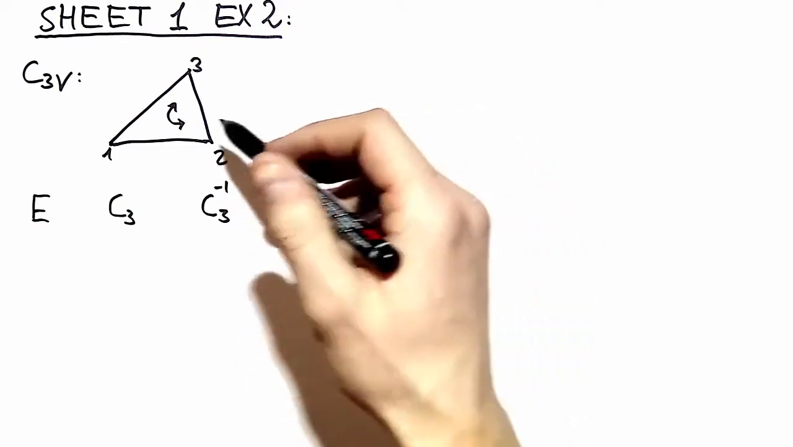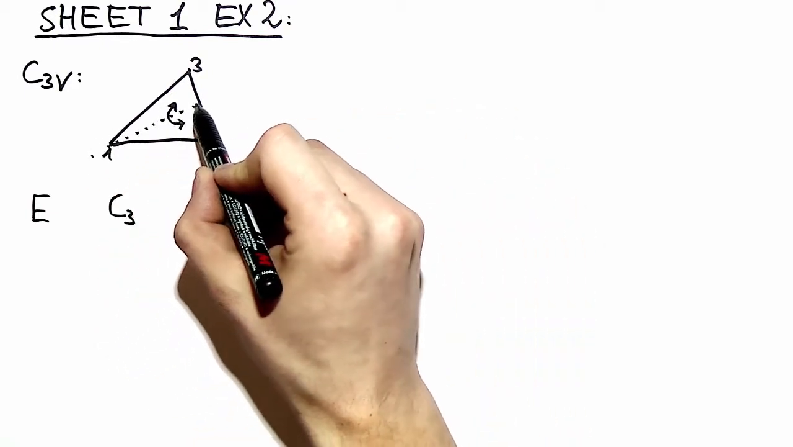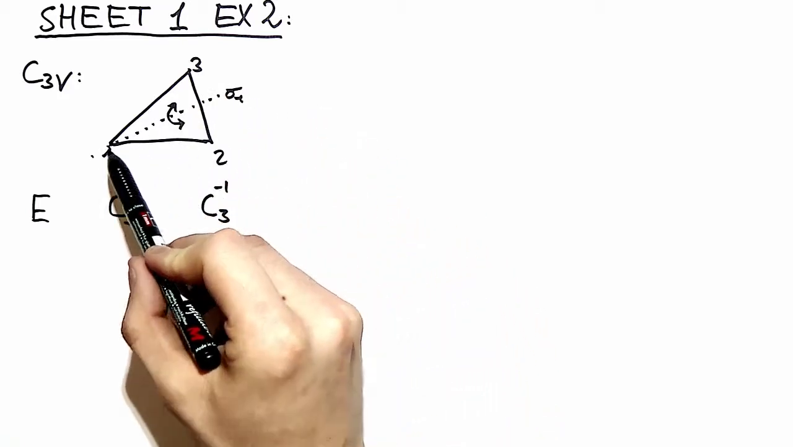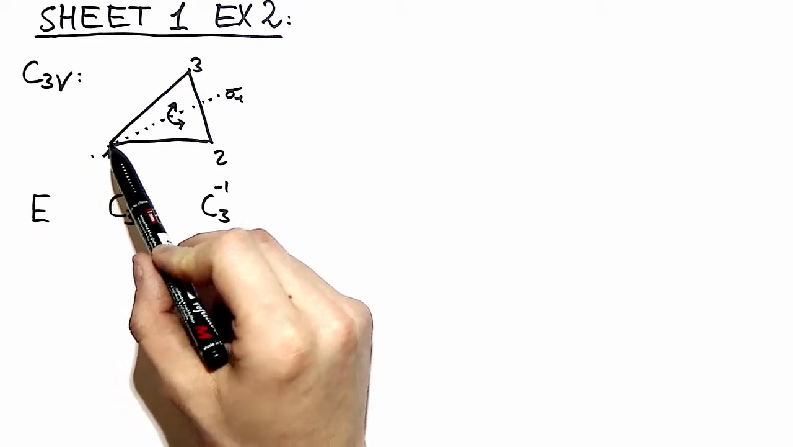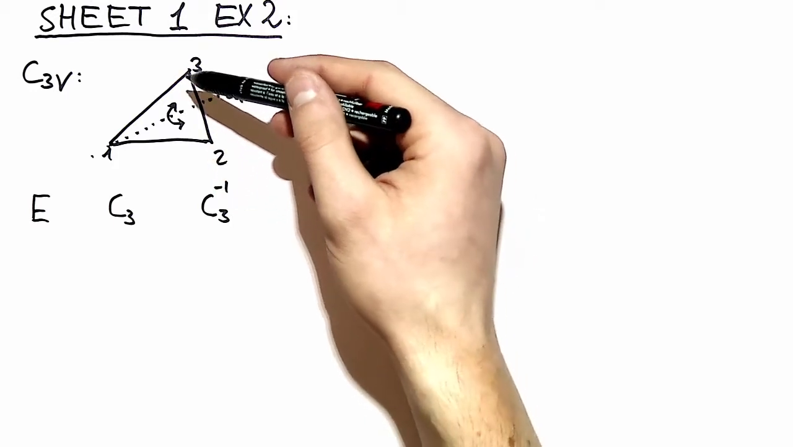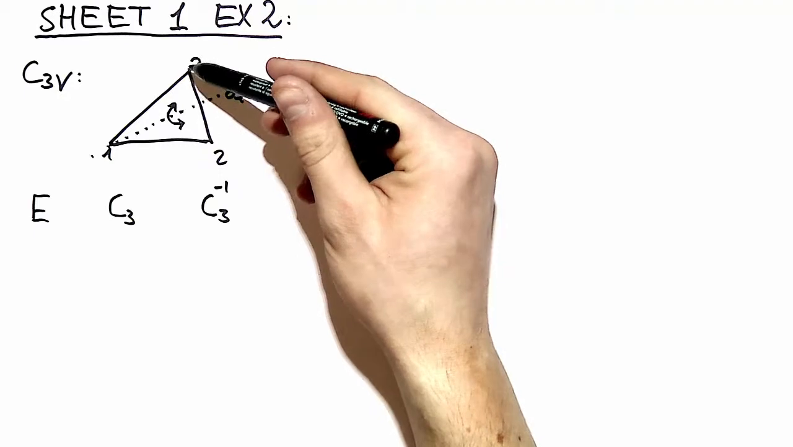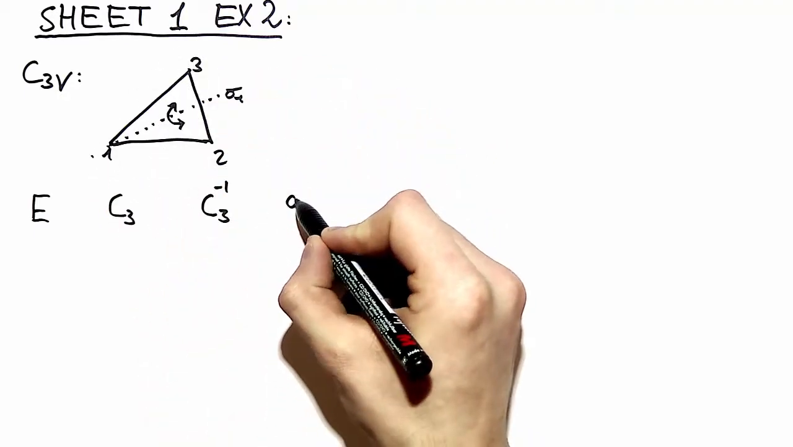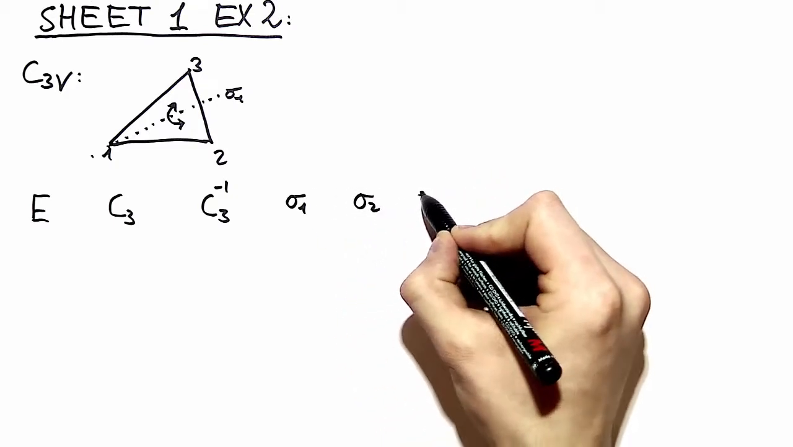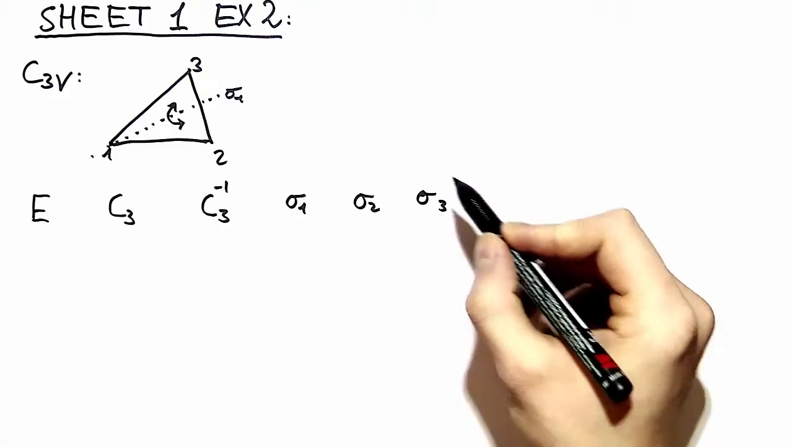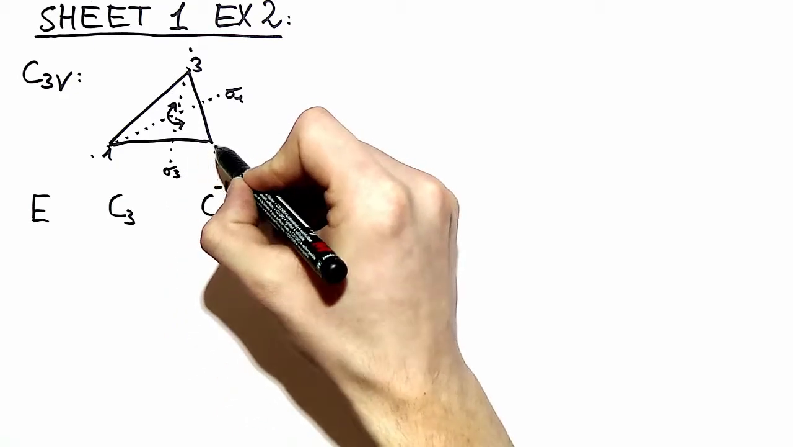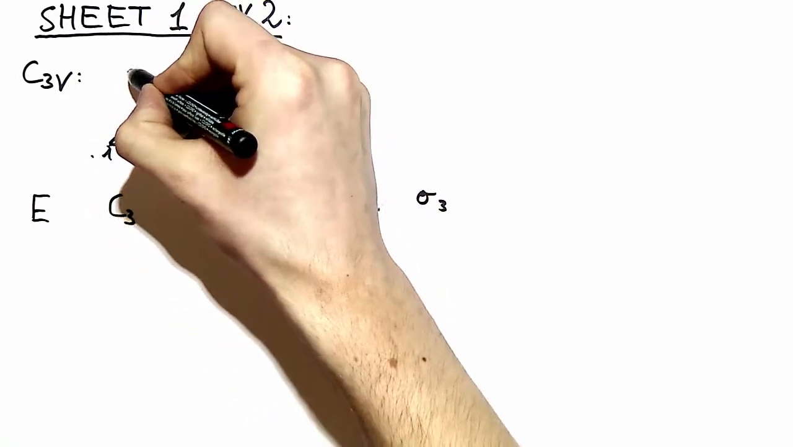If we look a little closer, we can also make out mirror planes, for example this one right here. We call it sigma 1 because the mirror plane intersects the triangle at the point 1. We see that this symmetry operation leaves this structure intact, mapping 3 to 2 and 2 to 3 and leaving 1 intact. So we have a mirror plane sigma 1. We also have two other mirror planes corresponding to the other intersection points, namely sigma 3 right here and sigma 2 over here.